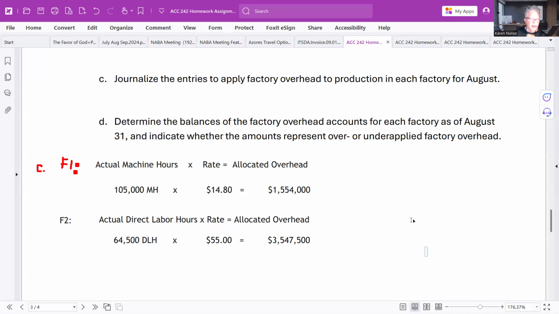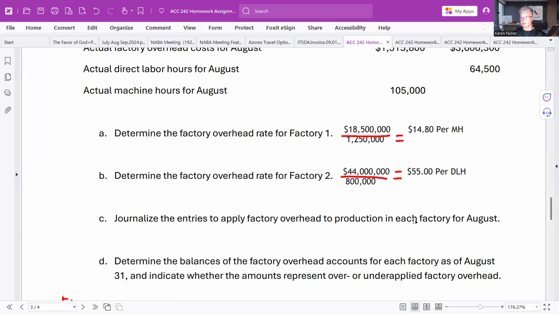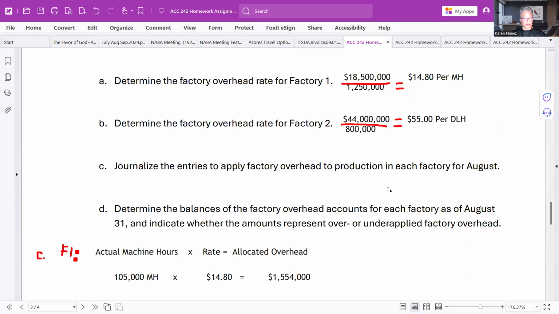So we have assigned or allocated the overhead in Part C to factory one and to factory two. Now that we've done that, let's summarize where we're at. We completed the rates in factory one, estimated overhead over the estimated activity base. Same thing for factory two. Then we use those rates to assign the overhead. And now that we've assigned the overhead, we need to actually prepare the journal entry, journalizing that factory overhead in each factory.